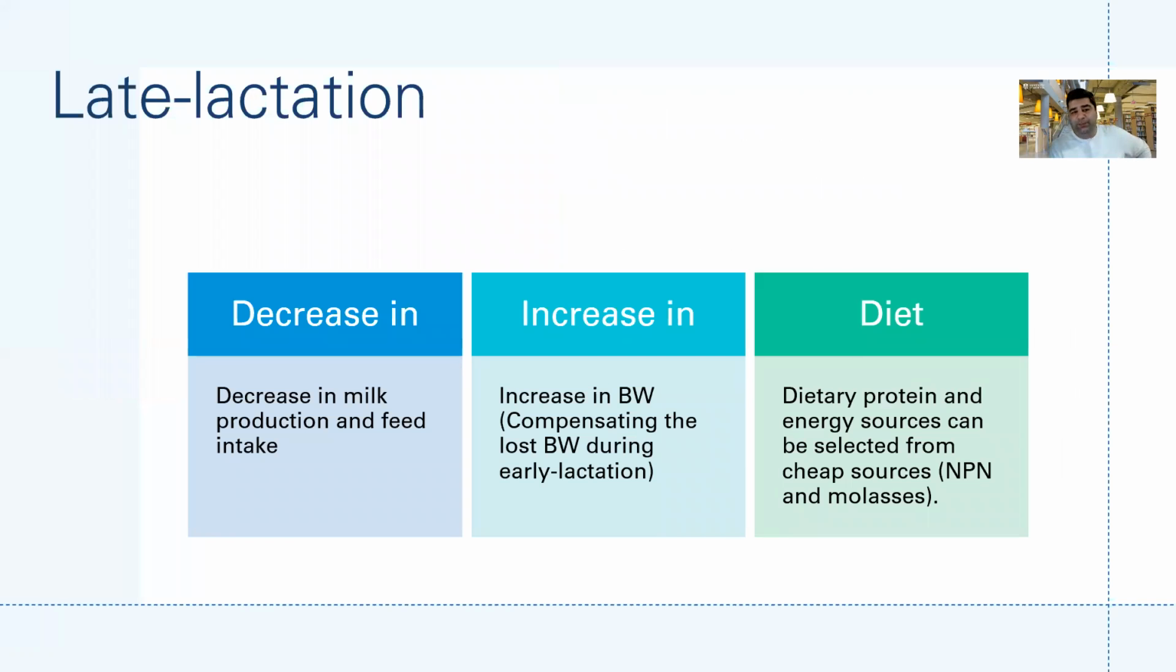So the last part is late lactation. In late lactation, you will see decrease in milk production and feed intake, which is natural. Increase in body weight means that the cow is going to compensate those losses in body weight. And also dietary protein and energy sources can be selected from cheap sources like NPN, or non-protein nitrogen, for example, urea and molasses. So you can practice least cost diet formulation during late lactation.